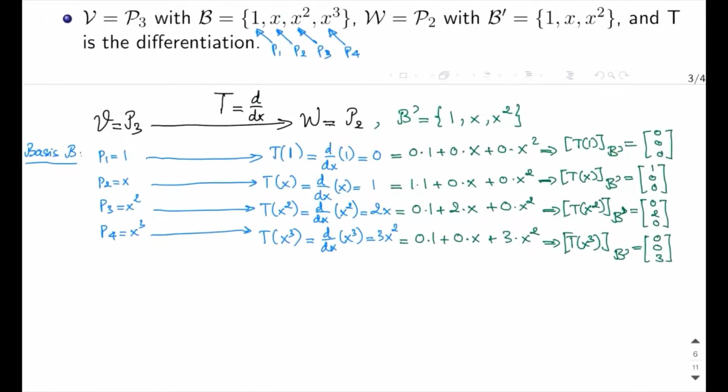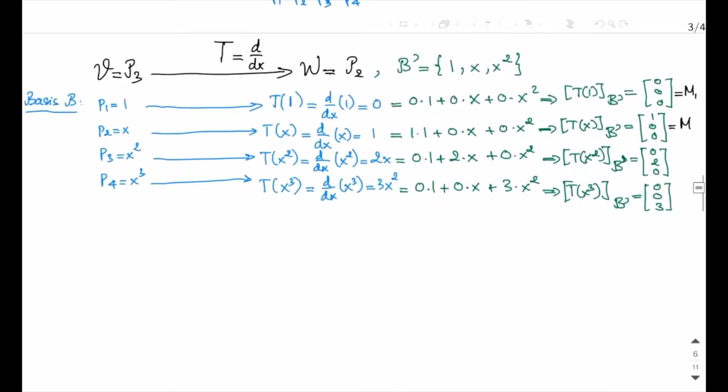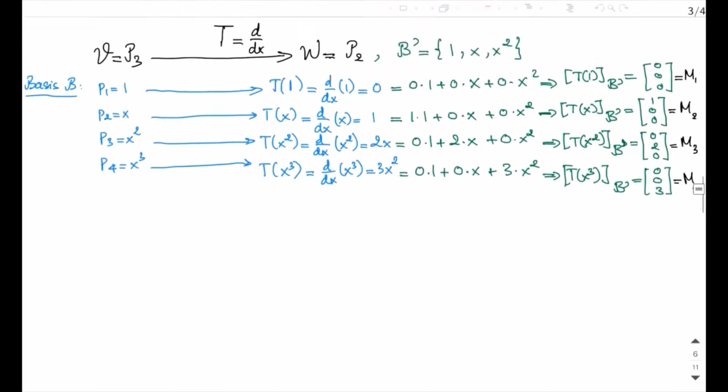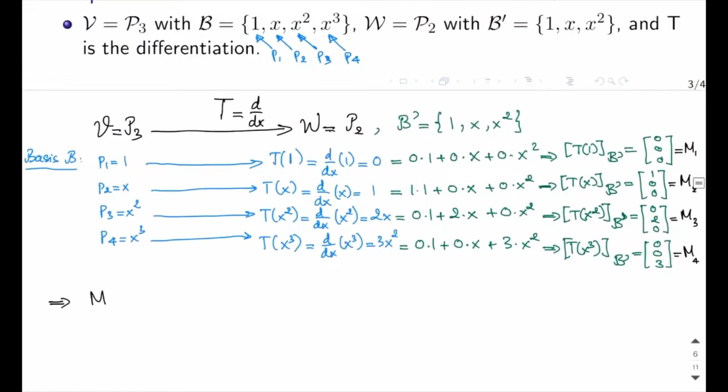According to what we have learned in the theory, this is going to serve as the first column for the matrix M. This is the second column for the matrix M. This is the third column for the matrix M. And this will serve as the fourth column. All right, so the M that represents the T is going to be 0, 0, 0, 1, 0, 0, 0, 2, 0, 0, 0, 3.